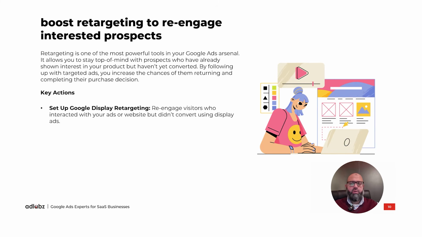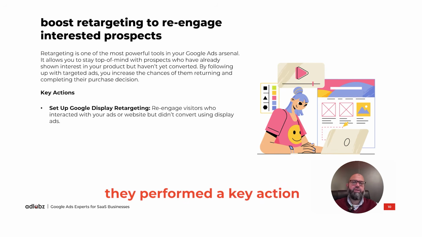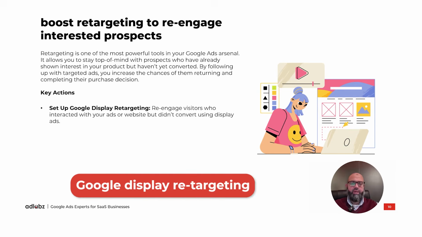So what key actions can you take? Set up Google display retargeting. Google Ads contains a specific setup for retargeting campaigns which you can use to retarget people who have not yet converted. While setting up the display retargeting campaigns, you can show the ads to those prospects who visited your website by clicking an ad and didn't convert. They performed a key action but didn't convert. So you can retarget them using Google display retargeting campaigns.